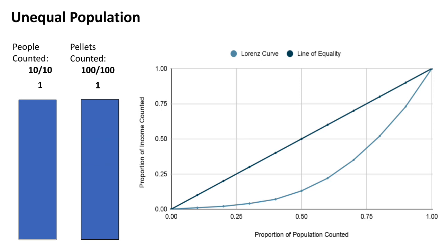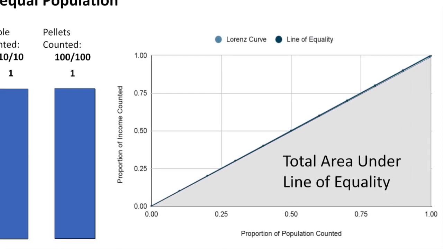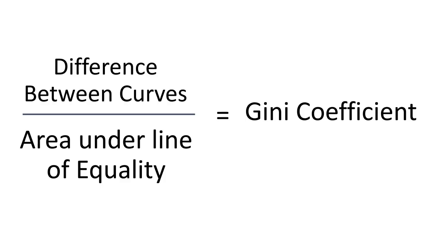When I finish this, I get a curve called the Lorenz curve. If I compare that to our equal population curve, you can see that there's an area between them. And the proportion of that area over the total area underneath our line of equality is the extent of our inequality, a ratio from 0 to 1, also known as the Gini coefficient.